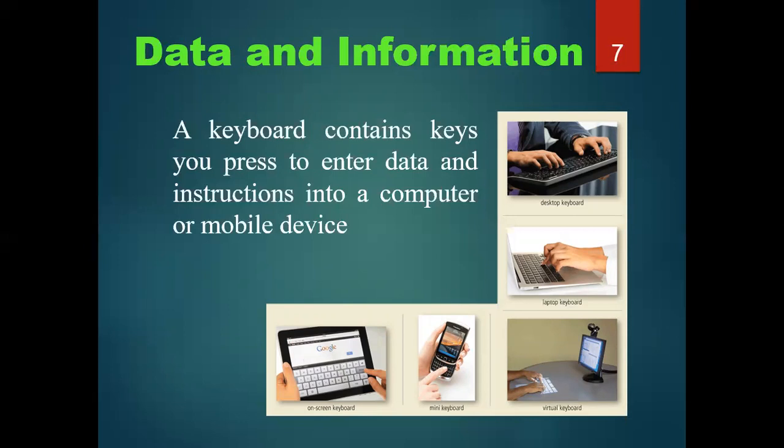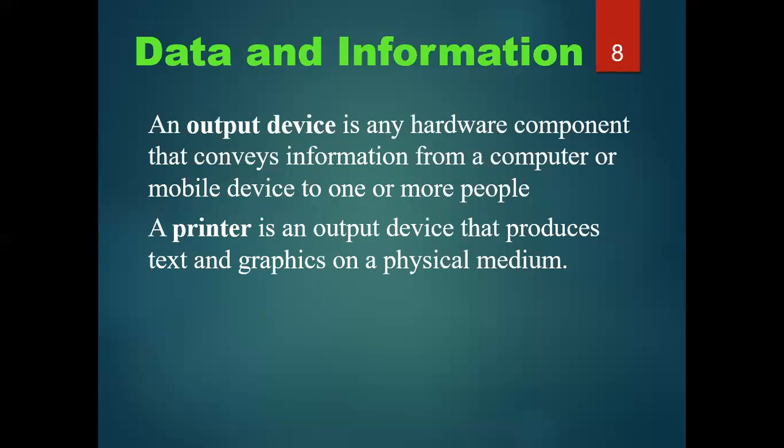And what about information and output devices, such as a printer, or a monitor, LED, LCDs, or speakers? Basically, all are devices or hardware components that convey information from a computer or mobile device to one or more people. For example, as I told you, a printer is an output device that produces text and graphics on a physical medium.